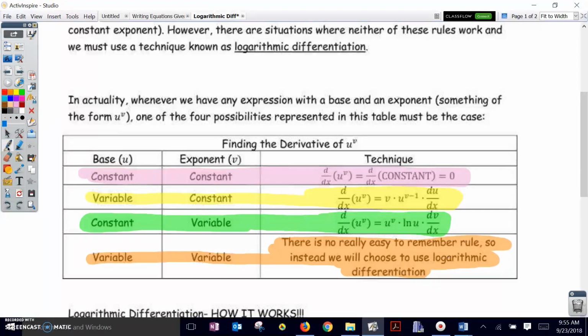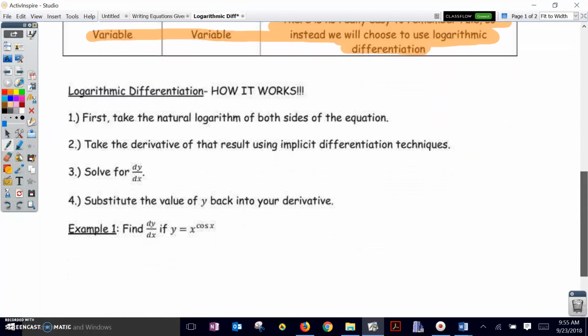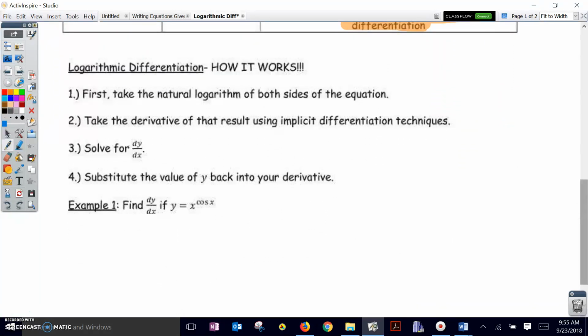It's a little complicated. So instead, I recommend that you just use the technique of logarithmic differentiation. That's how we would come up with the rule that we would use anyway. If you can come up with the rule and use the rule, that's fine with me. So here's how logarithmic differentiation works. First, I look at the function and I see, hey, this is a variable base raised to a variable exponent. So I don't have a rule to handle this. So the first thing I'm going to do is take the natural log of both sides of the equation, which gives me natural log of y equals the natural log of x to the cosine of x.